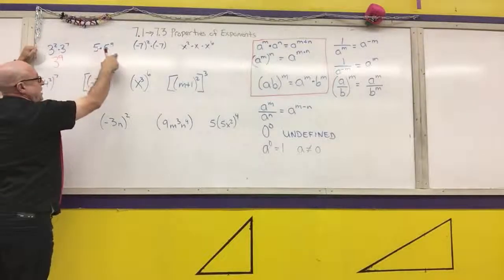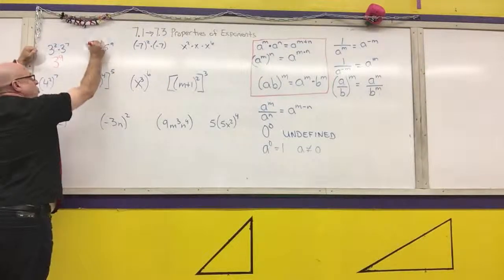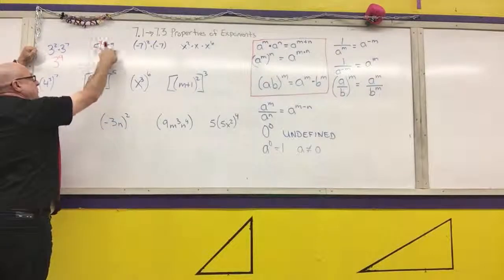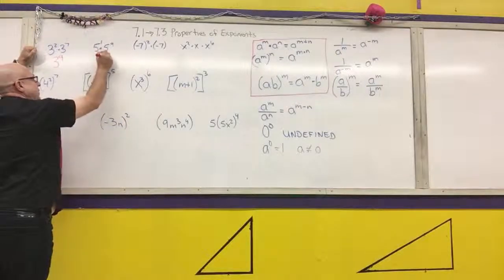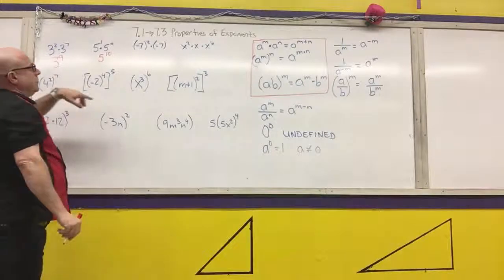5 times 5 to the 9th. There is an invisible 1 there. So I have 5 to the 1st times 5 to the 9th, which is 5 to the 10th.